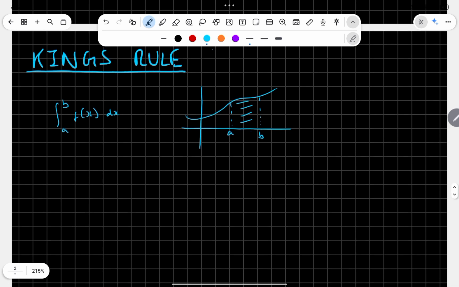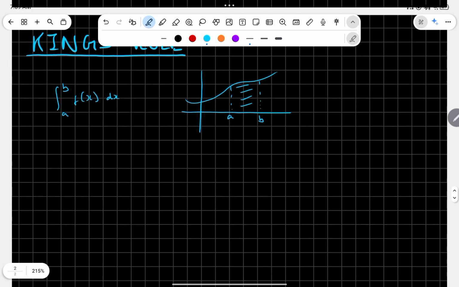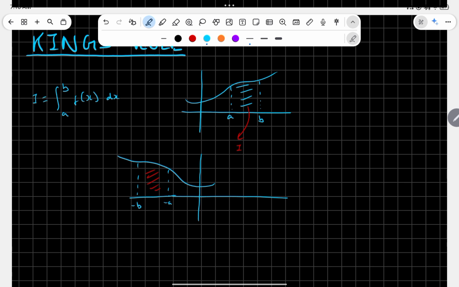Now I can reflect this graph such that I've got negative a and negative b. And this right here is still going to be the same as this. So let's call this I. This is also going to be I. Right? Because all I've done is just reflected it across the y-axis.